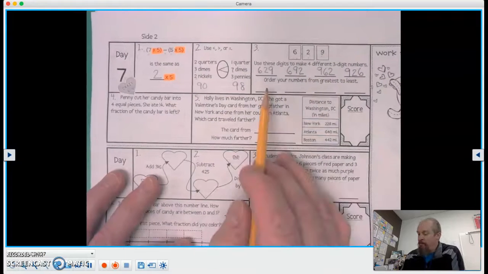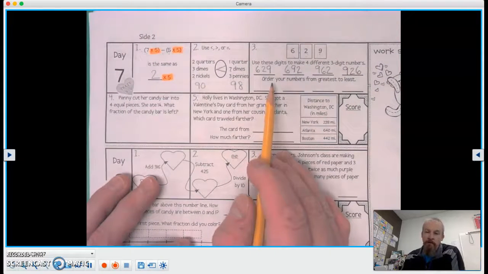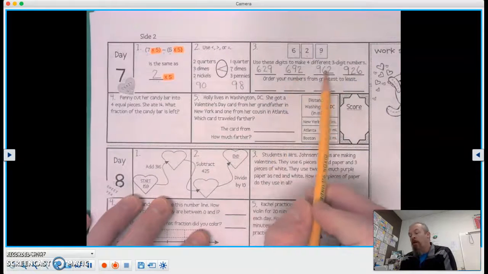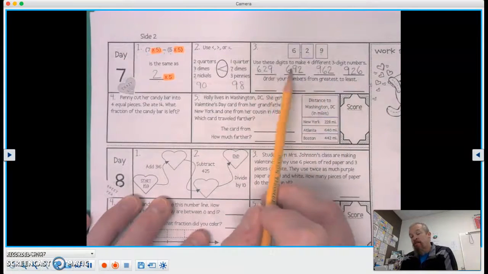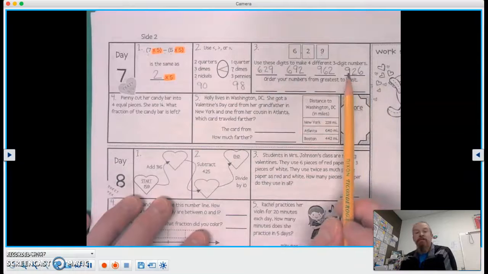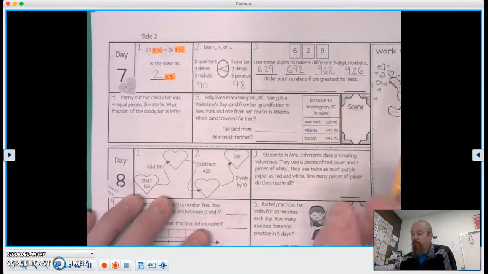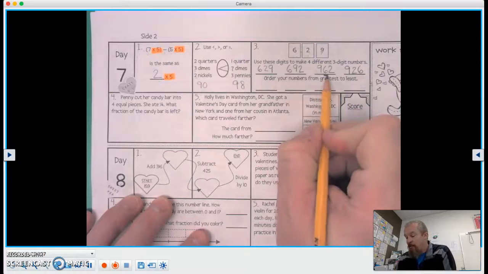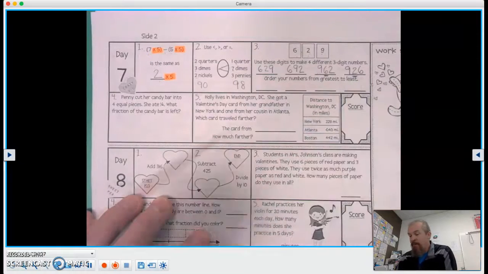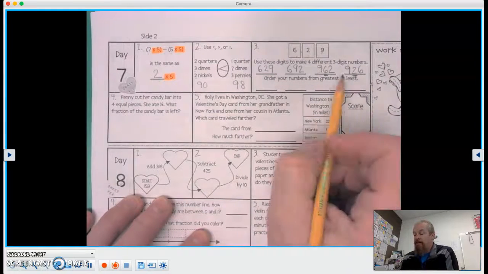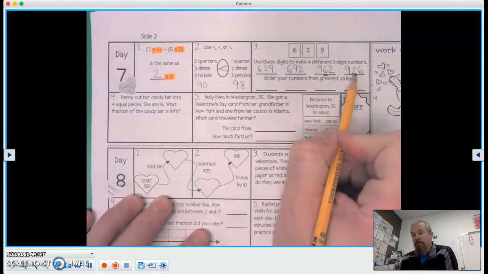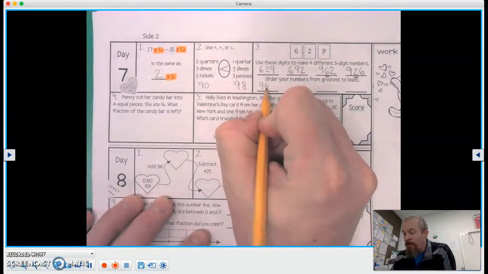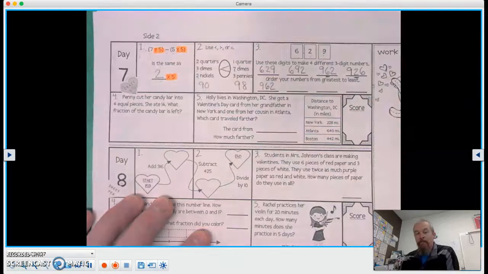Okay, and now the second part says, order your numbers from greatest to least. So what is the largest number? Well, we know the 900s are greater than the 600s, so one of these two numbers has to be the biggest number. So the hundreds is the same. Now we go to the tens digit. There's a 6 in this one, and there's a 2 in that one. A 6 is greater than a 2, so 962 is our largest or greatest number.